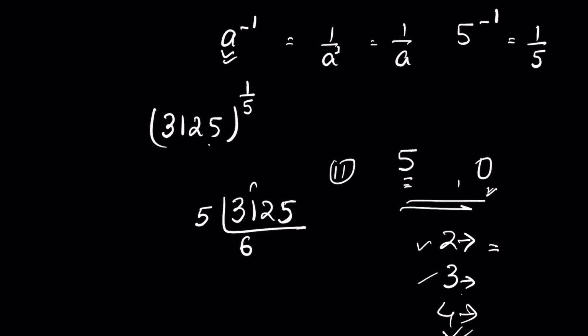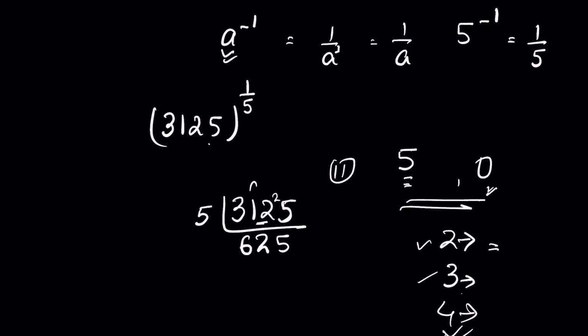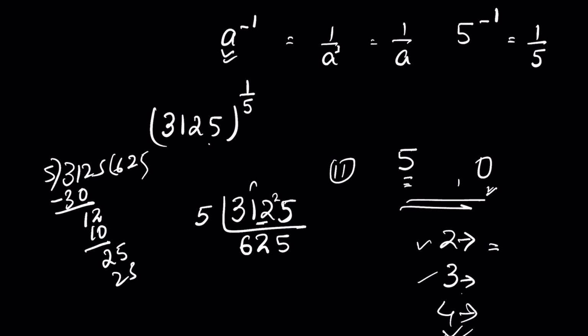1 is carried over here. Now this becomes 12. 5 times 2 is 10. 2 becomes carry over here, and this becomes 25. 5 times 5 is 25. This is how we do the division. You can do the division like this also. 3125 divided by 5. 5 times 6 is 30. So you subtract it, bring down the next number in line. It is 12. Now 5 times 2 is 10. Bring down the 5. 5 times 5 is 25. Or you can simply do it in your mind also. Once you practice this method, you will be able to do it.